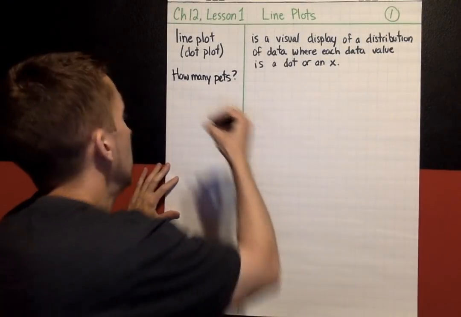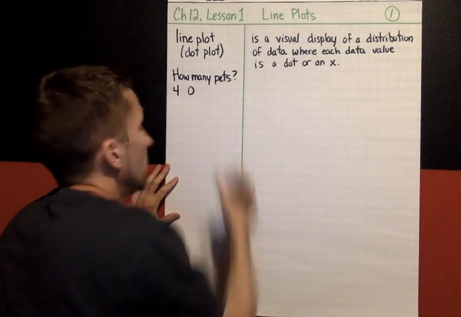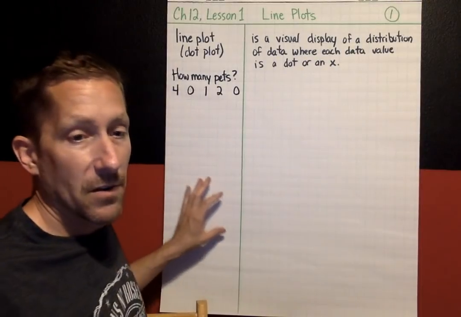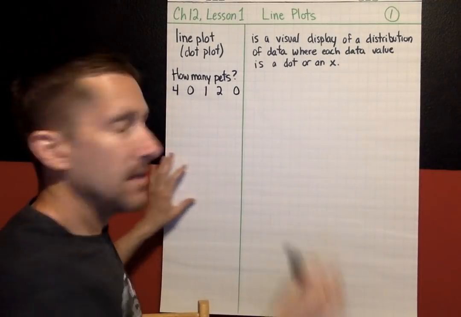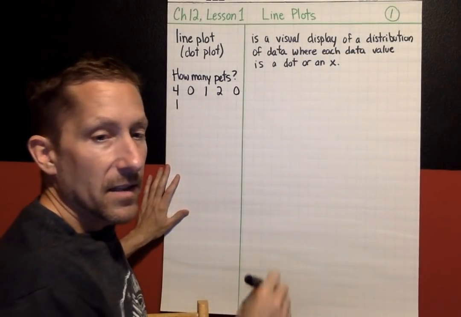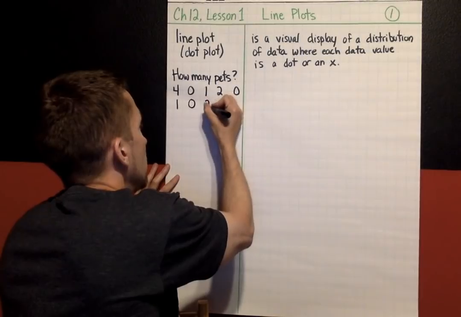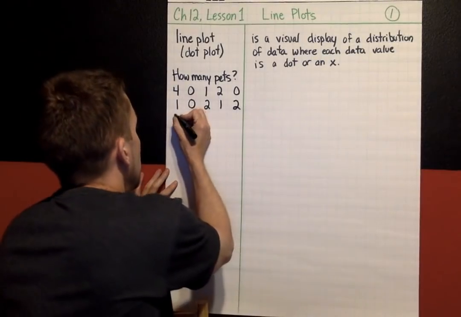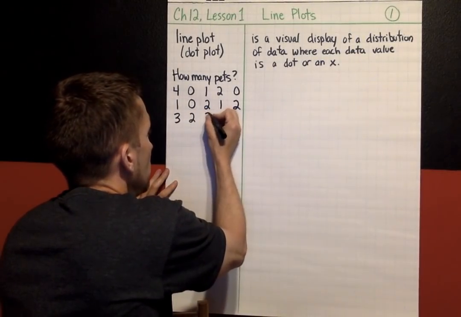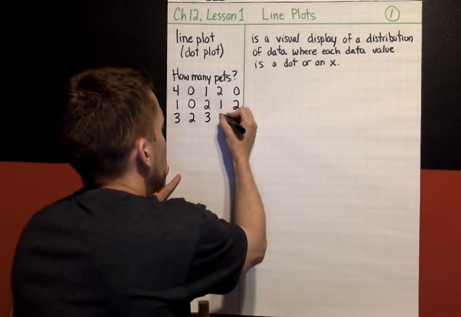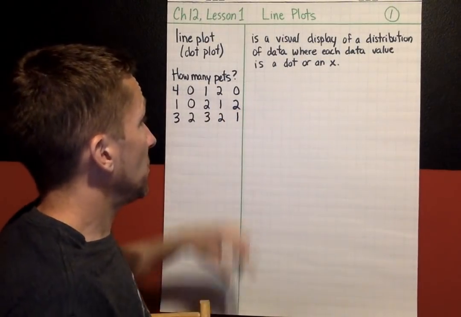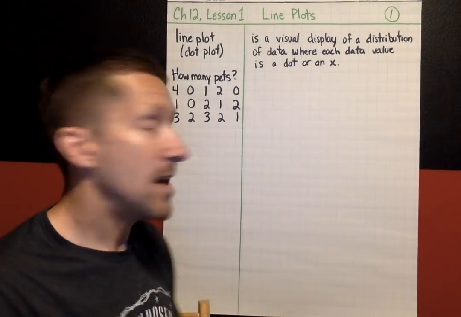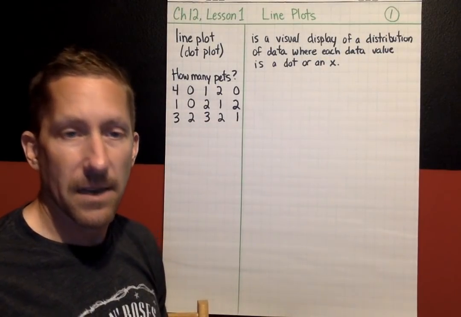First kid says 4. Then I get a 0, a 1, a 2, another 0. I ask the 6th kid and I get a 1. The next kid a 0. The next kid a 2. Next kid a 1. Next kid a 2. And the last 5 kids respond 3, 2, 3, 2, 1. So here's a distribution of data, or a set of data. I asked 15 students how many pets they have at home, and these are the responses that I got.